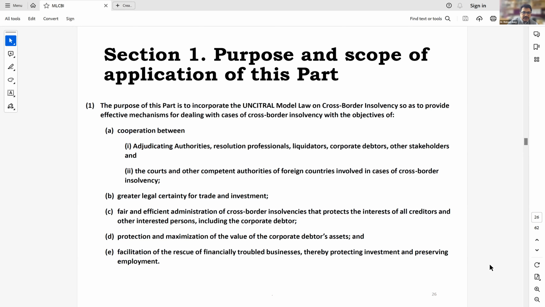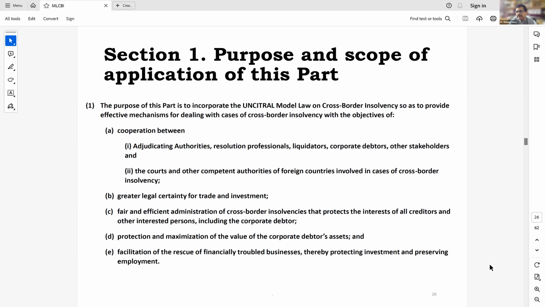And the objectives are the cooperation between adjudicating authorities, resolution professionals, liquidators, corporate debtors, and other stakeholders, and the courts and other competent authorities of foreign countries involved in cases of cross-border insolvency, and to promote greater legal certainty for trade and investment, then fair and efficient administration of cross-border insolvencies that protect the interest of all creditors and other interested persons, including the corporate debtor.